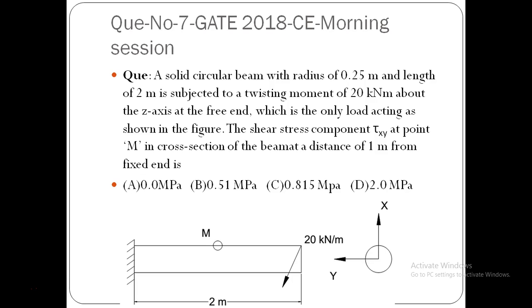So here solid circular beam is given having a radius of 0.25 meter, length is given 2 meter. Twisting moment of 20 kN is also given. Now we have to calculate shear stress component tau xy, that is at point M in cross section of the beam. So beam is subjected to shearing stresses in planes YZ as well as ZX only.